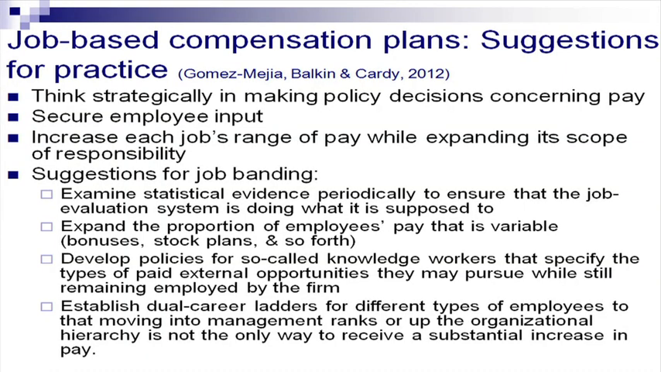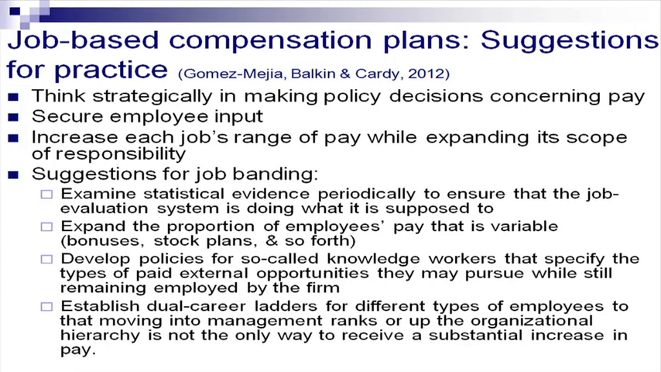Examine statistical evidence periodically to ensure that the job evaluation system is doing what it's supposed to do. Expand the proportion of employees' pay that is variable. Develop policies for so-called knowledge workers that specify the types of paid external opportunities that they may pursue while still remaining employed by the firm. Establish dual career ladders for different types of employees so that moving into management ranks or up the organizational hierarchy is not the only way to achieve a substantial increase in pay. So there could be people who could do several things at the same time, and having dual career ladders would help such employees go up in the system and still feel motivated.